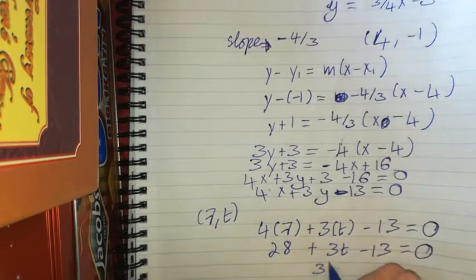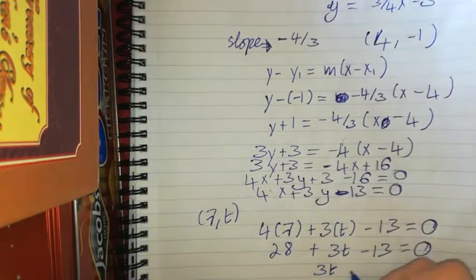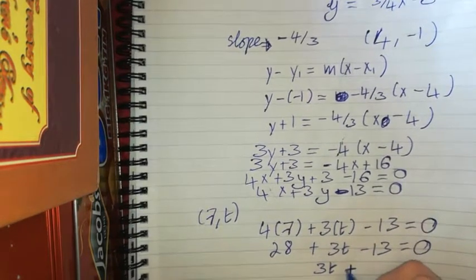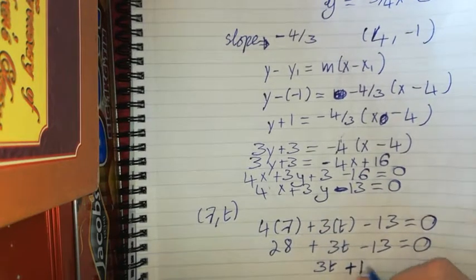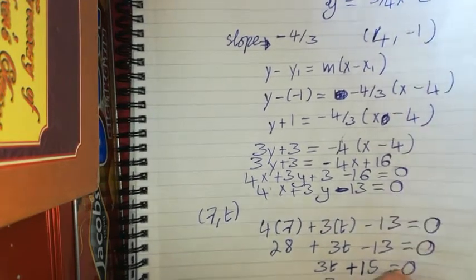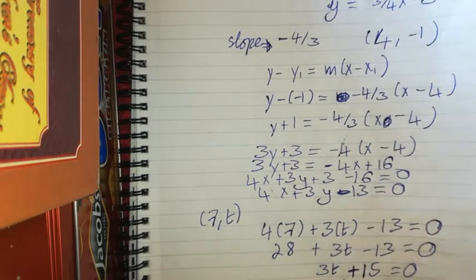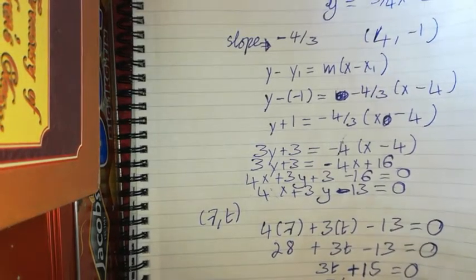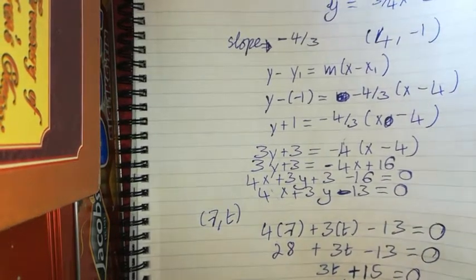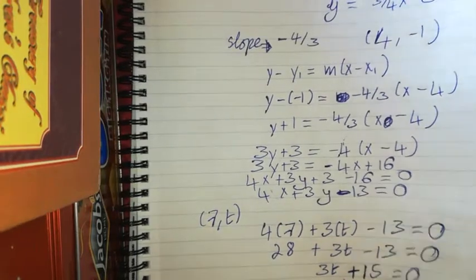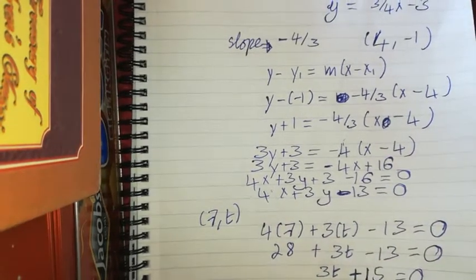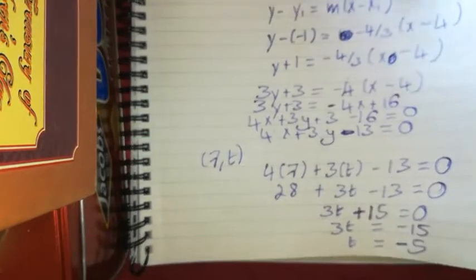So 3t, and then plus 15 is equal to 0. So 3t is equal to -15. So t is equal to -15 over 3, which will be -5. And t is equal to -5.